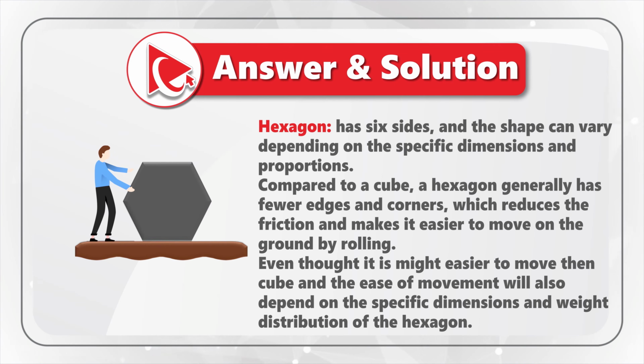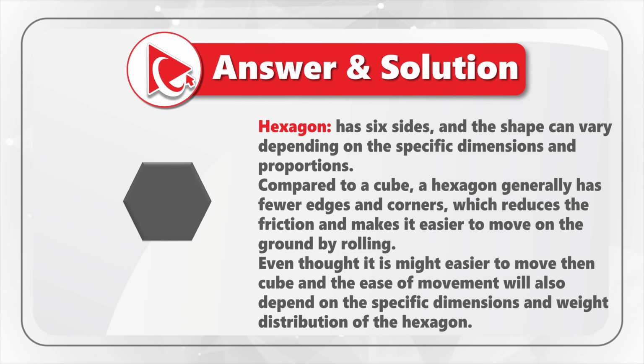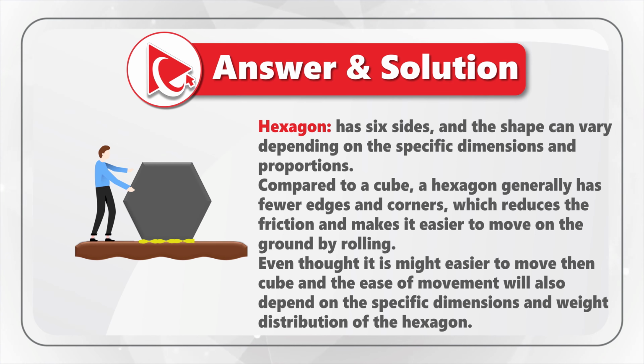Now let's look at the hexagon. A hexagon has 6 sides, and the shape can vary depending upon the specific dimensions and proportions. Compared to a cube, a hexagon generally has fewer edges and corners, which reduces the friction and makes it easier to move on the ground by rolling. Even though it might be easier to move than the cube, the ease of movement will also depend on the specific dimensions and weight distribution of the hexagon.